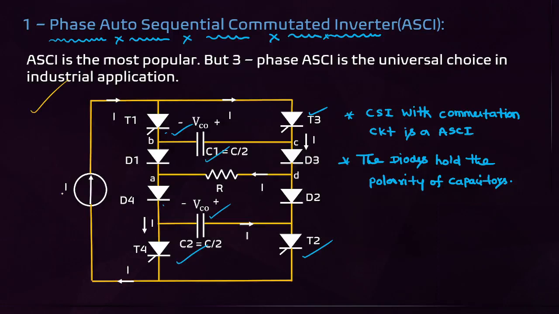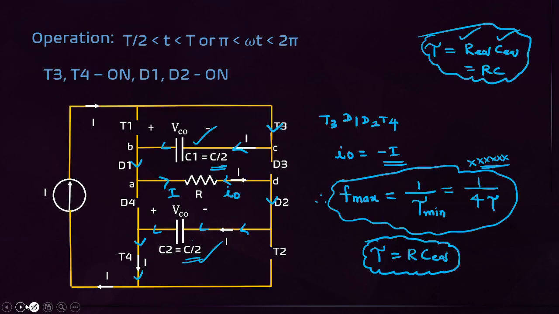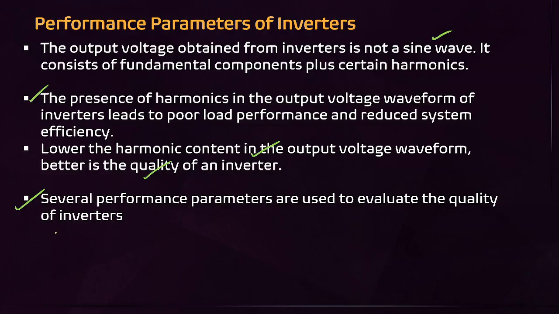That is a single phase auto sequential commutated inverter. Very important: in a single phase auto sequential commutated inverter, what is the maximum frequency of operation? 1 by tau minima. Tau minima equals 1 by 4 time constant. What is tau? Tau equals R into C equivalent. The time constant equals R into C equivalent. You substitute this here, and we can get the maximum frequency of operation.